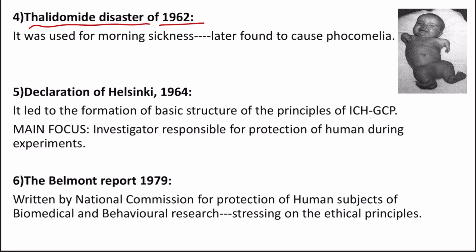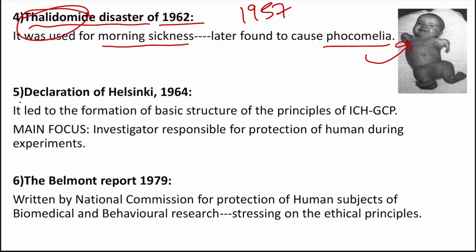Thalidomide was first marketed in the year 1957, and it was used for the management of morning sickness, that is nausea and vomiting associated with pregnancy. But later on it was found that it led to phocomelia, that is limb deformities in the newborns of the mothers who were treated with thalidomide for their morning sickness, and as a result the use of thalidomide was stopped. Next is the Declaration of Helsinki in 1964.